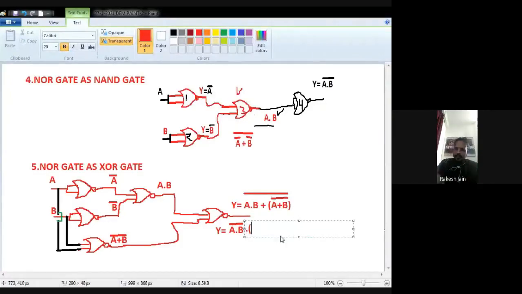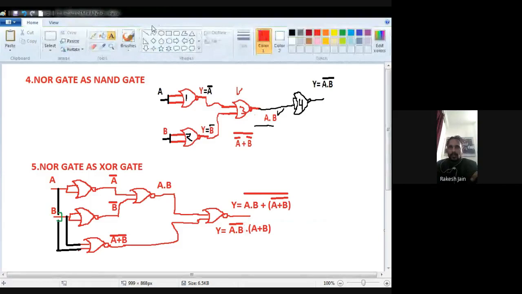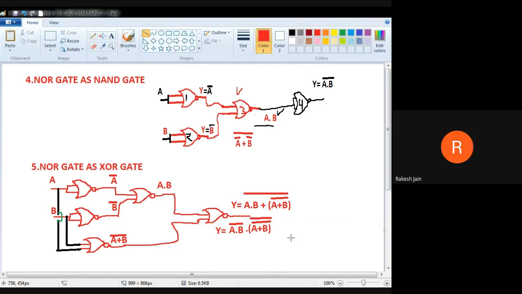Write down the second thing in brackets: A plus B having a bar. This is the second thing, A plus B having a bar, then also having a separate bar. Once again I repeat, De Morgan theorem states that write down the first with bar, second thing with bar, the plus will be converted into a dot.